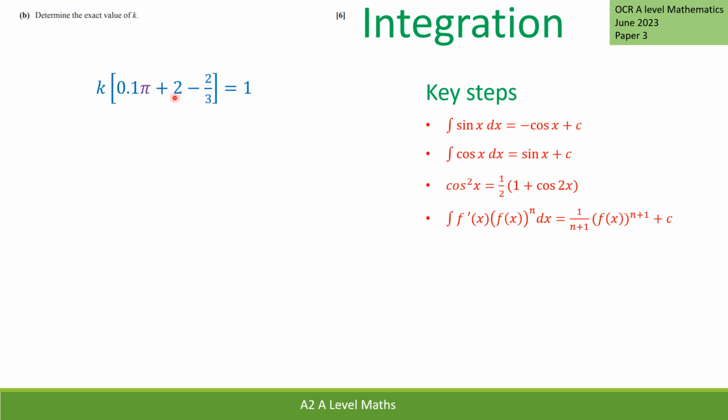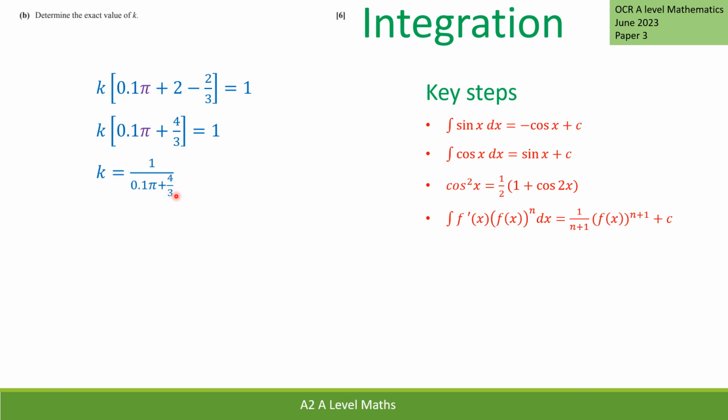Next, we just combine those values to give me the 2 minus the 2/3 of pi. We now need to get k on its own. So we're going to do 2 whole ones take away 2/3. So that's the same as 6 over 3 take away 2/3. So 6 take away 2 is 4. So I've got 4/3. So I'm going to divide by the 0.1 pi plus 4/3.